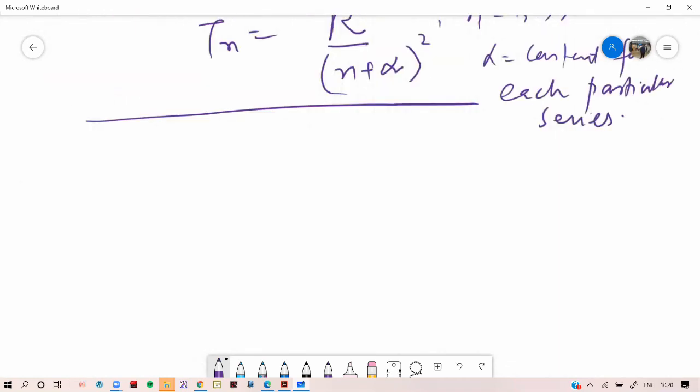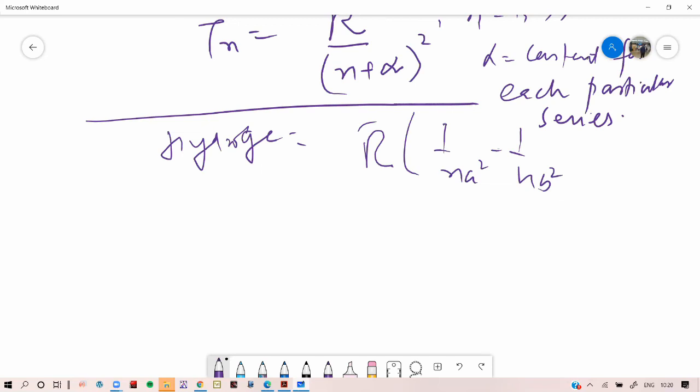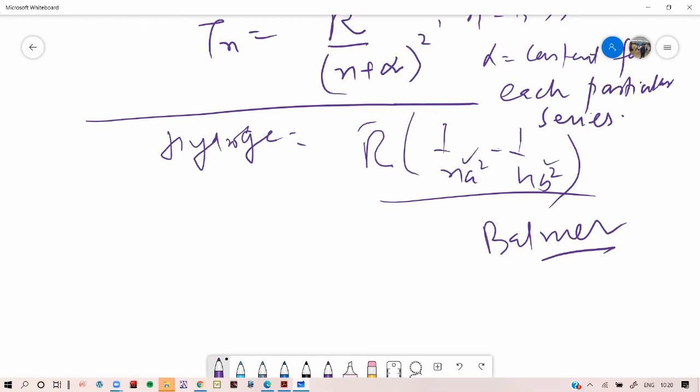In what we have done above, we have seen that the atomic spectrum of the hydrogen atom was given by R (1/Na² − 1/Nb²), and this was given by Balmer. Some series were named after Balmer, so that was the Balmer series, and other series were named by changing the values of Na. So for a particular value of Na, we have different values of Nb.